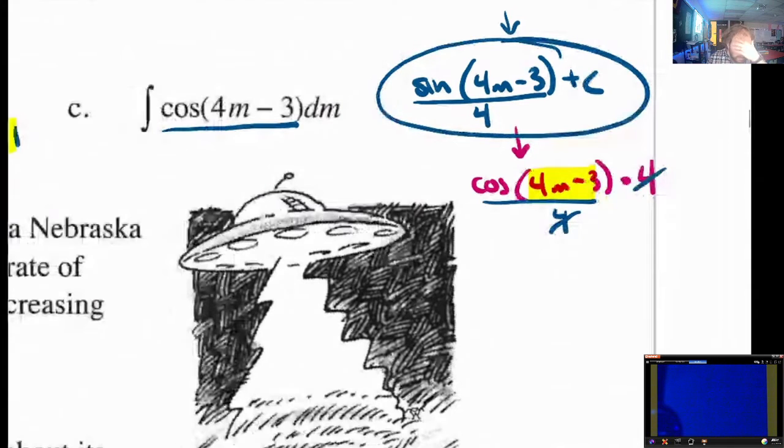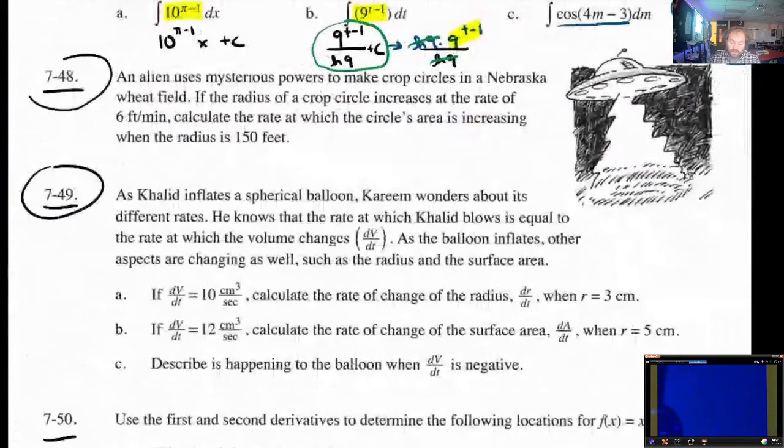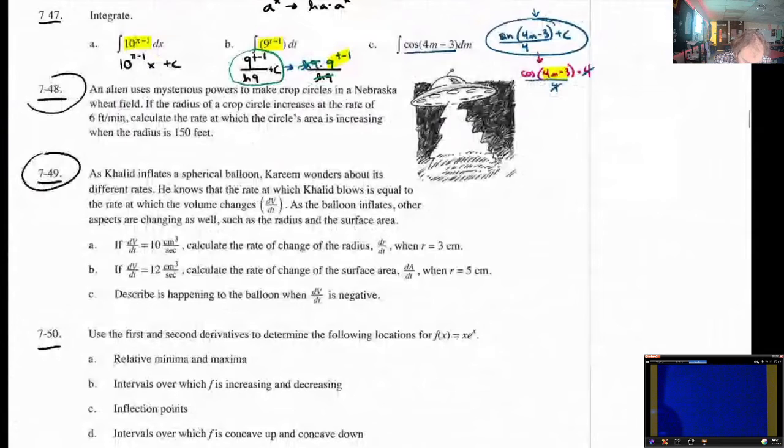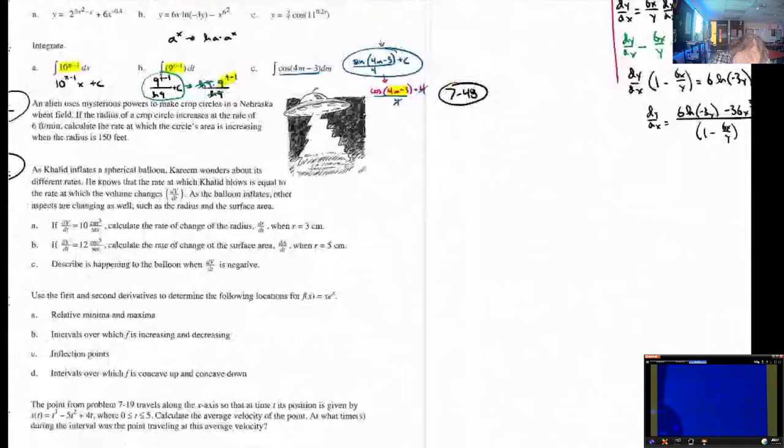Okay, let's think about some related rates problems here. We have an alien using a mysterious power to make crop circles in Nebraska. If the radius of the crop circle increases at a rate of 6 feet per minute, we want to calculate the rate at which the circle's area is increasing when the radius is 150 feet. This is the problem I've been waiting for in my life, because this is a really straightforward related rates problem. Let's start by drawing a circle, because that's what's going on here. We have a crop circle, and with a crop circle we have a radius, and we have a circumference, we have an area, and all this stuff.